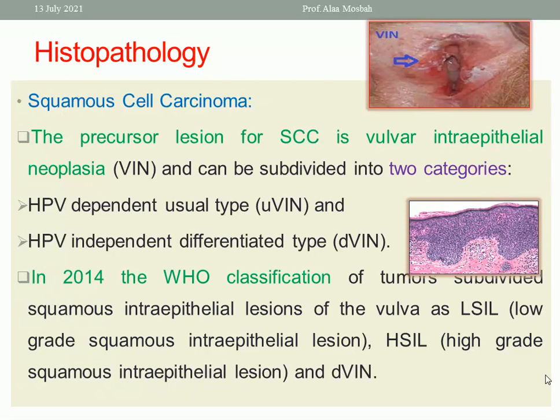The precursor for squamous cell carcinoma is vulval intraepithelial neoplasia, and we have recently two categories: human papilloma virus dependent usual type, that's why we call it UVIN, and the human papilloma virus independent differentiated type, and we call it DVIN. In 2014, WHO classified vulval tumor, squamous intraepithelial lesion of the vulva, low grade type, high grade type, and differentiated VIN.